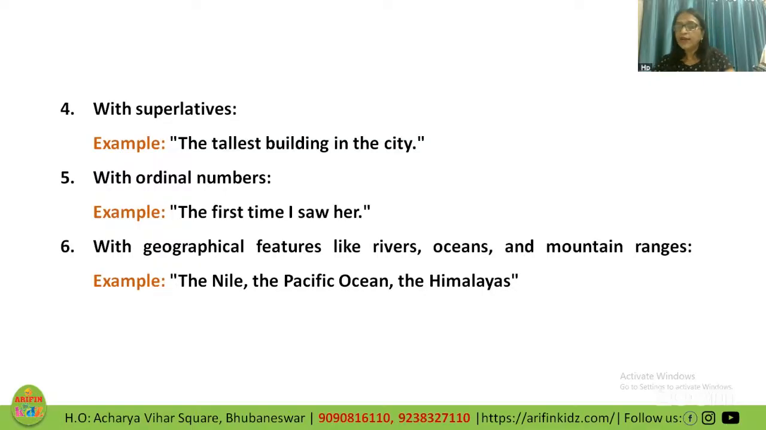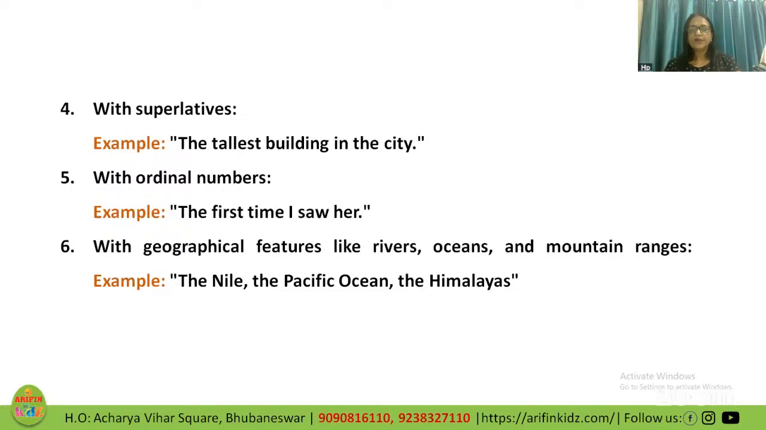Remember, ordinal numbers mean first, second, third, fourth, 10th, 12th, 100th. Before an ordinal number also we use the definite article. "The first time I saw him." The first, the second, the 10th, "the" is used before the ordinal number.